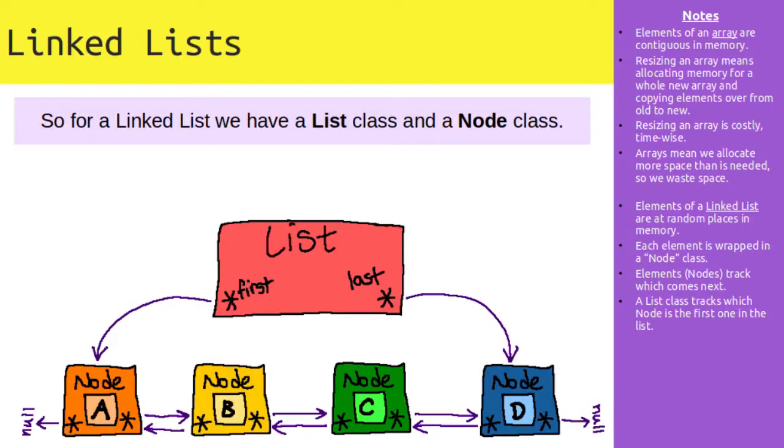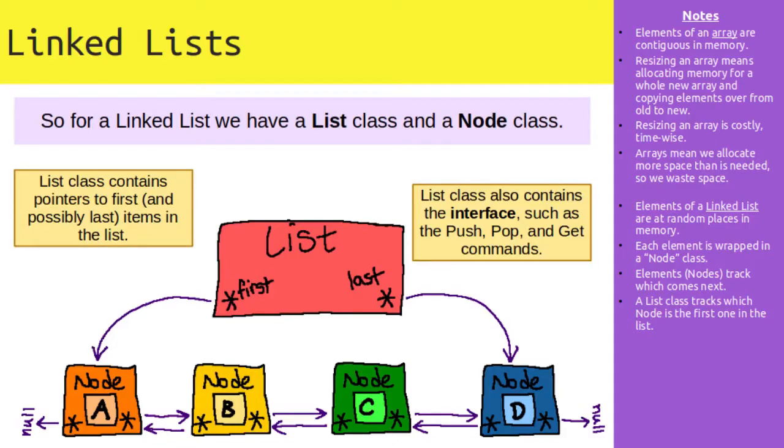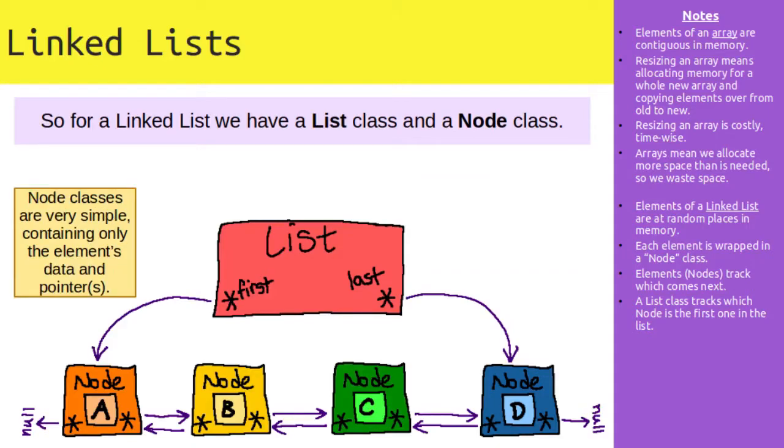So for a linked list structure, we have a list class and a node class. The list class contains pointers to the first and possibly last items in the list. And the list class also contains the interface, such as push, pop, and get, whether at the front or back or somewhere in between. And the node class is very simple, containing only the data itself for the element, and the pointer to the next item, and possibly the pointer to the previous item.